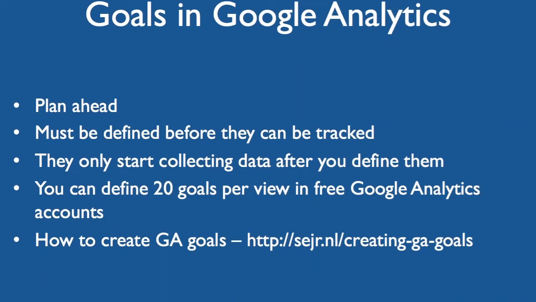Just like custom dimensions, a goal must be defined in Google Analytics before data for it or conversions can be tracked. So if you create a goal today, you will not be able to see how many people converted 6 months ago. You will be able to see data in your future reports. And you can also define only 20 goals per view in free Google Analytics accounts, but that, again, is more than enough.